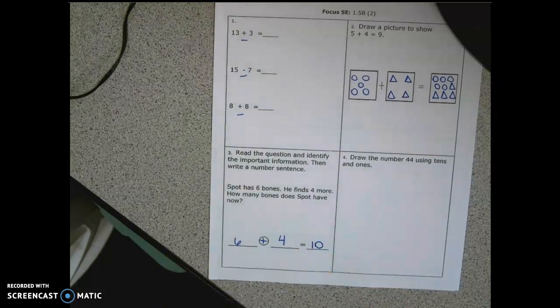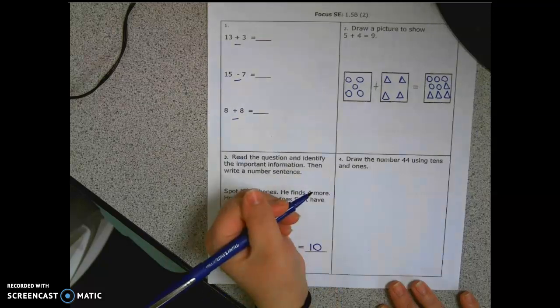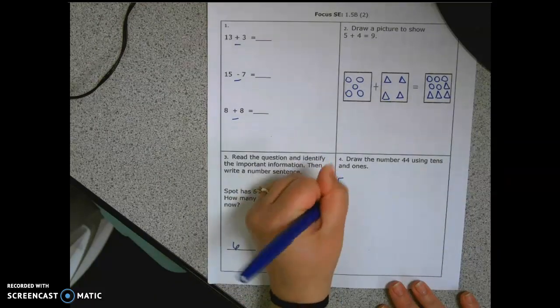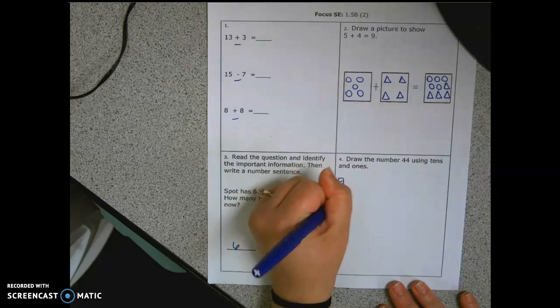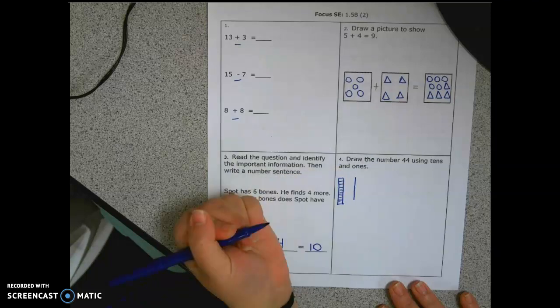For number 4, we're going to draw the number 44 using 10s and 1s. So the way I can represent a 10 is I can draw a 10 like this, which is a rectangle with 10 lines, 5, 6, 7, 8, 9, 10. Or you can represent it as a line, like this. So either way is fine.